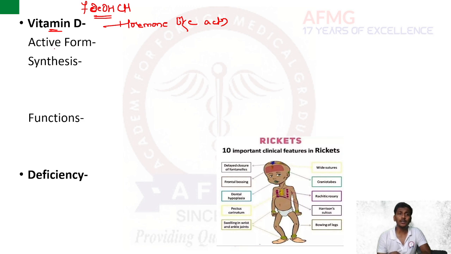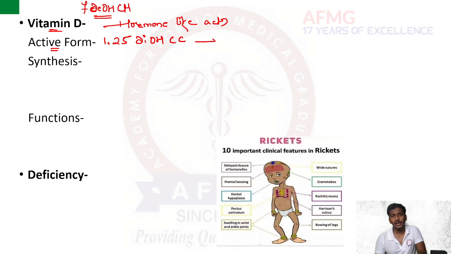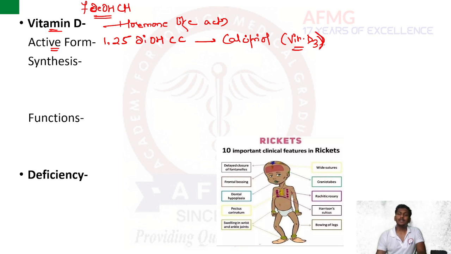Now if I talk about the active form of vitamin D, I hope all of us are quite aware that it is 1,25 dihydroxycholecalciferol, also known as calcitriol or vitamin D3, which is the most active or the most potent form of vitamin D.